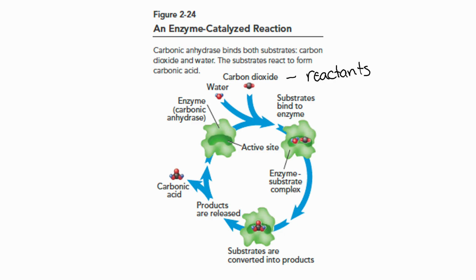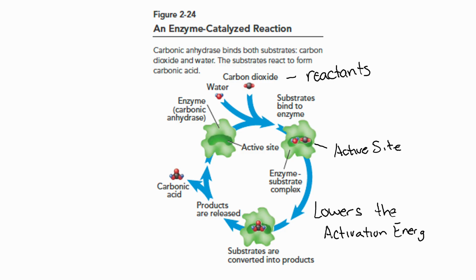That is what we are starting with in this chemical reaction. So again, the substrate binds the enzyme, and it binds the enzyme at the active site. Okay. So now we have created the enzyme-substrate complex, which is perfect for the chemical reaction to occur. What this does is lower the activation energy. And by lowering the activation energy, the substrates are then converted into products. So right here is what we produce. That is our product in this chemical reaction. So the product is released, and the carbonic acid goes.